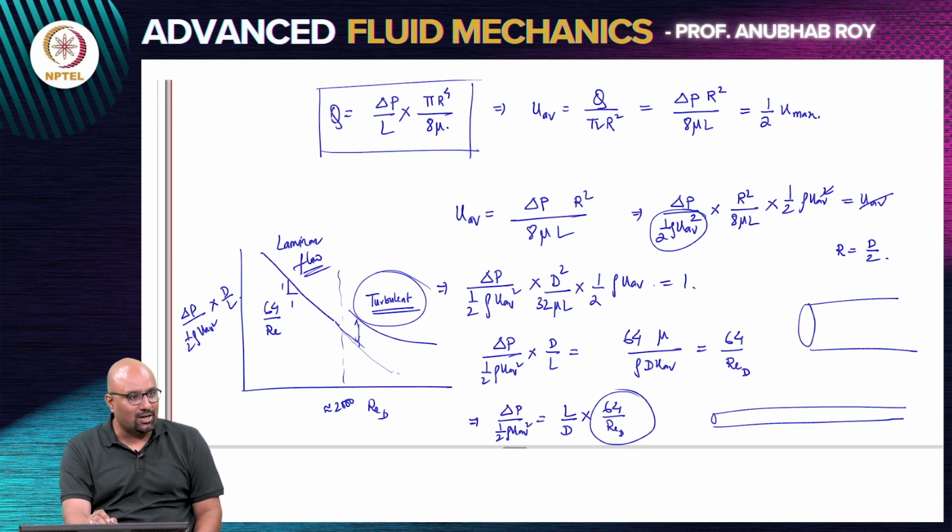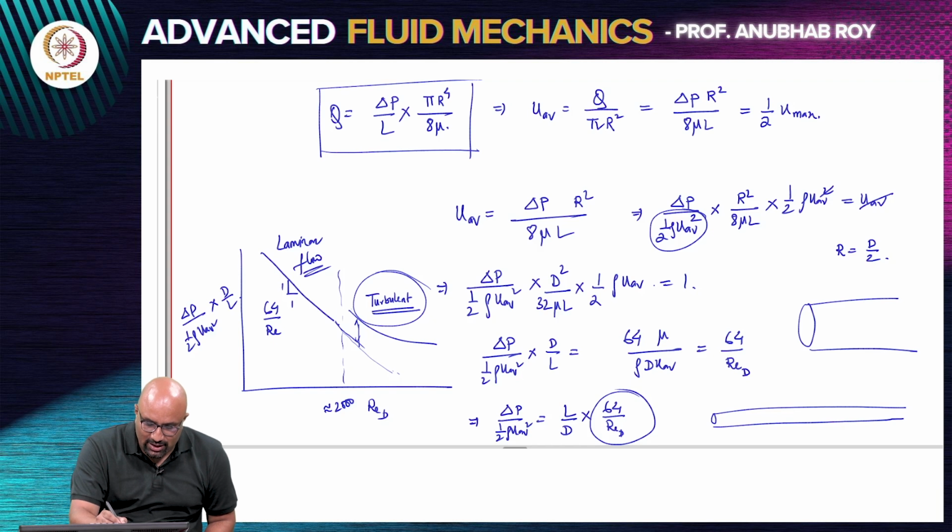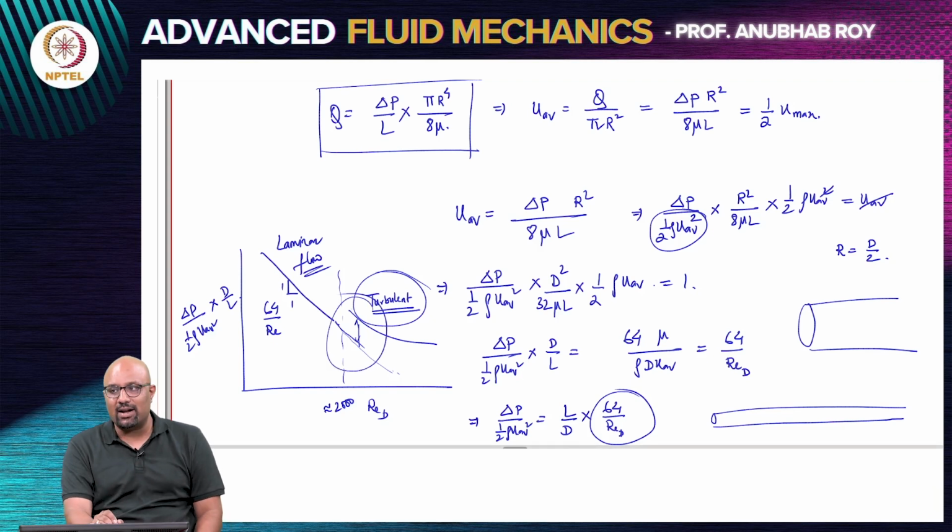It's very difficult. Which is why the transition that you will see in most scenarios will occur at a Reynolds number of 2000. You can delay it, you can push it a little further, if you continuously make sure that you are being very, very careful about your experimental setup.